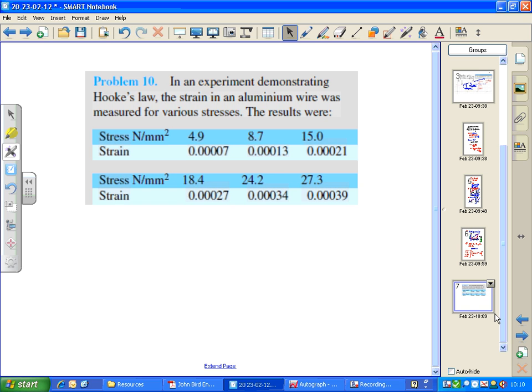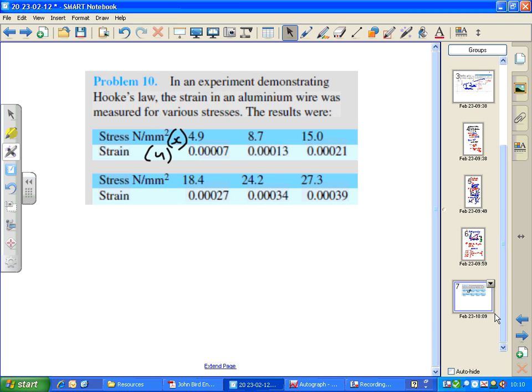Quite awkward results to put on the graph paper, which is why I picked this one. The stress, 4.9 newtons per millimeter squared, 8.7, 15, 18.4, and so on. So they're okay to plot. And we measure the strain. So the stress is going to be the thing we control. We measure the amount of force we put on the wire. So that's going to be our x-axis, our independent variable. And then on the y-axis we're going to plot the strain, the dependent variable. The strain depends on the amount of stress we apply.